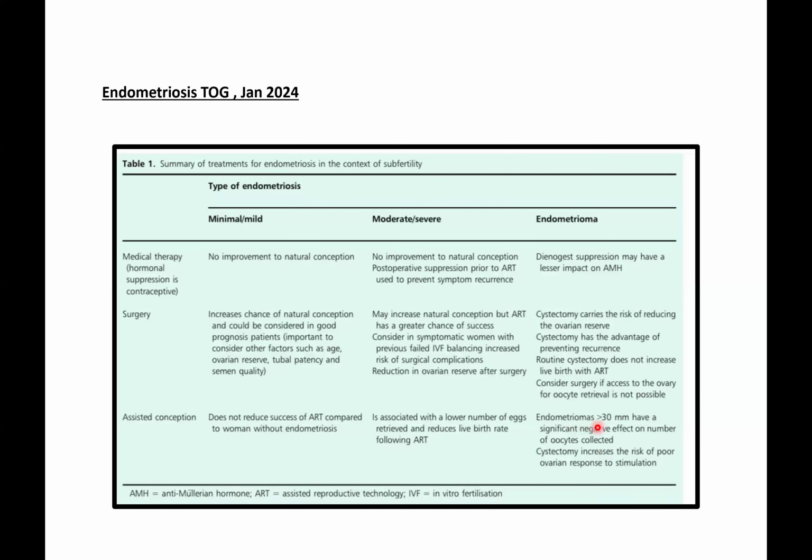Now, I'm coming here directly. Our patient had endometrioma more than, it was 5 centimeters. In endometriomas, any endometriosis, there is very bad environment. There is so much of inflammation over there. Environment is very toxic. So they already have negative effect on the oocytes collected. And further cystectomy increases the risk of poor ovarian response to stimulation. So it has to be a joint decision.